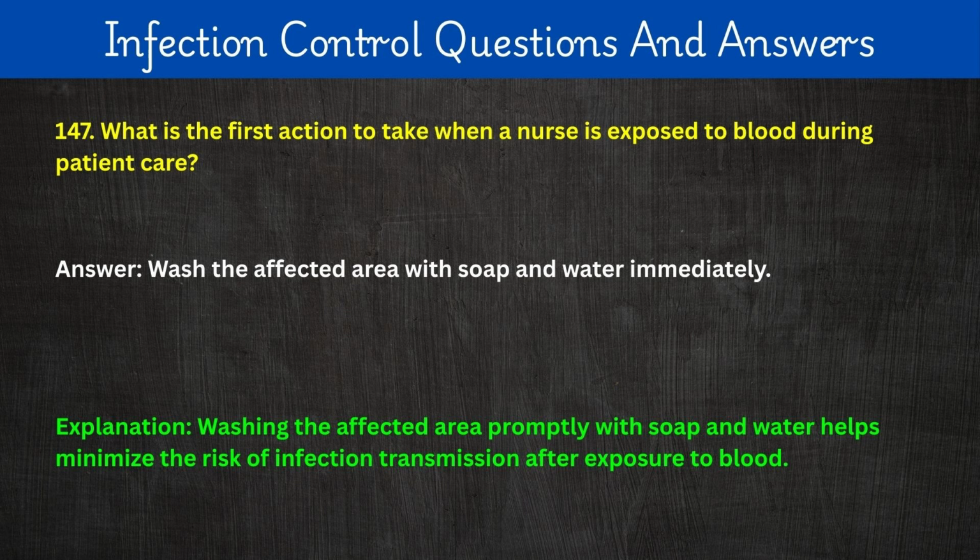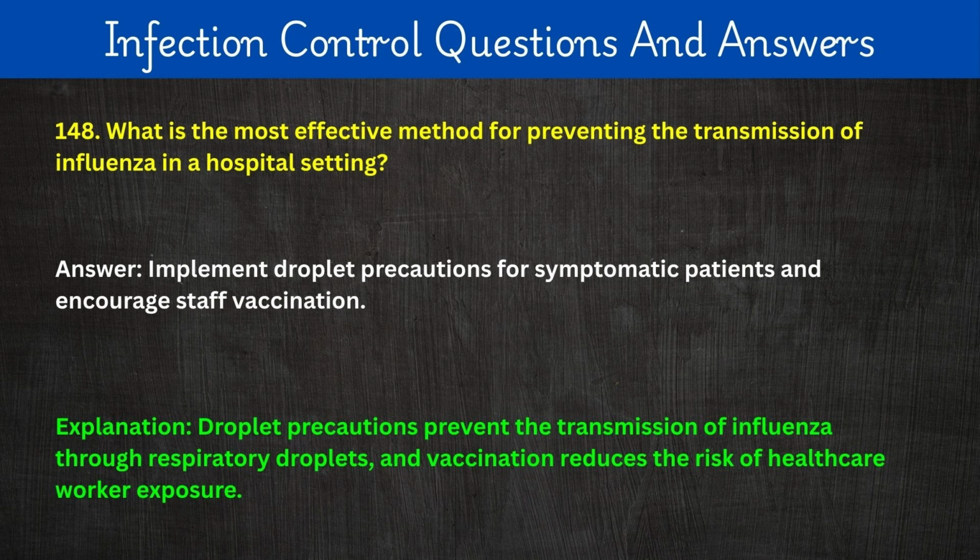147. What is the first action to take when a nurse is exposed to blood during patient care? Answer: wash the affected area with soap and water immediately. Explanation: washing the affected area promptly with soap and water helps minimize the risk of infection transmission after exposure to blood. 148. What is the most effective method for preventing the transmission of influenza in a hospital setting? Answer: implement droplet precautions for symptomatic patients and encourage staff vaccination. Explanation: droplet precautions prevent the transmission of influenza through respiratory droplets, and vaccination reduces the risk of healthcare worker exposure.